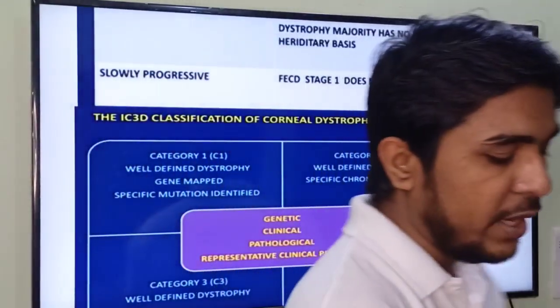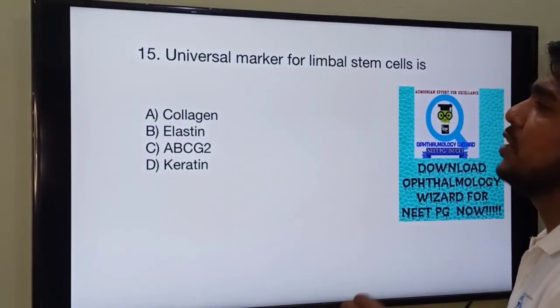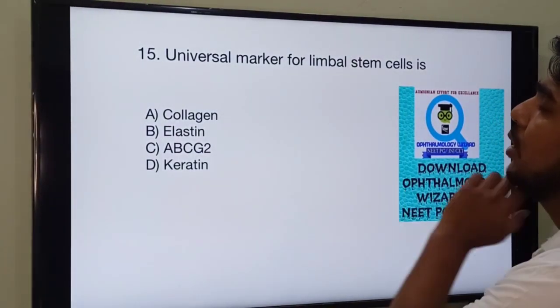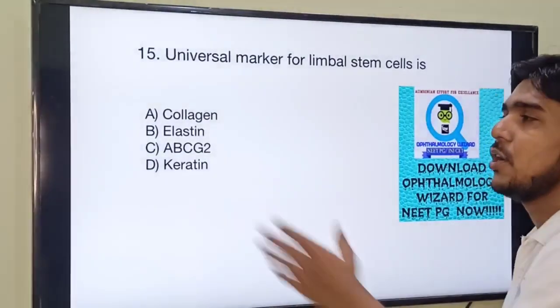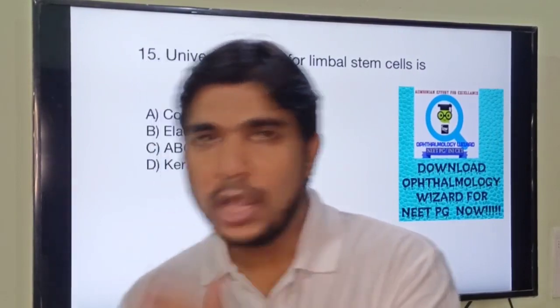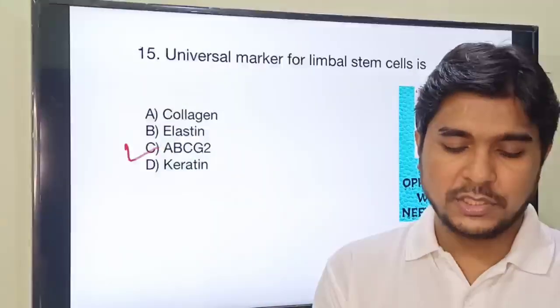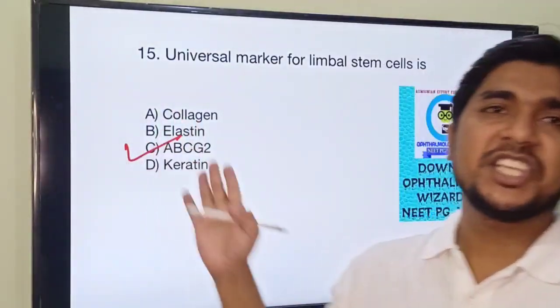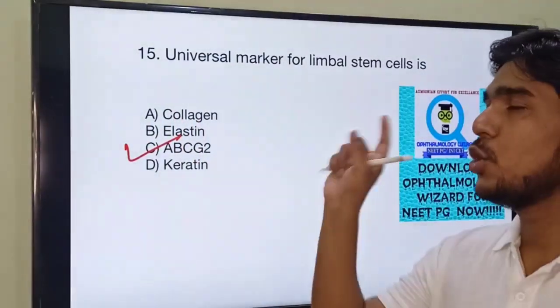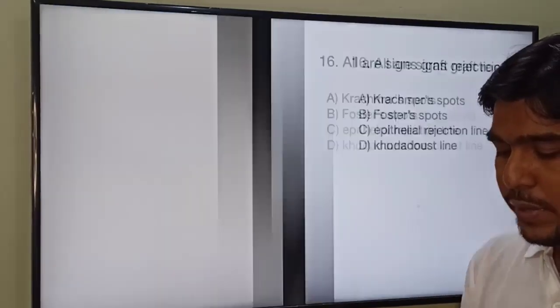That can be important. Now coming to question number 15: which universal marker is for limbal stem cells? Collagen, elastin 2, ABCG2, keratin. This is a sure shot one-liner question. The answer is, just put it into your mind, ABCG2. This is the universal marker. It has been asked in the examination so many times.